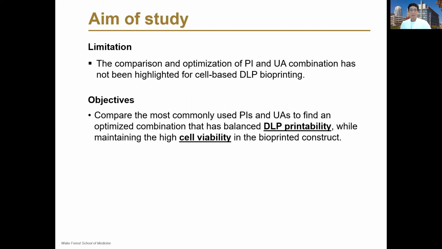However, there have not been many studies comparing and optimizing those photoinitiator and UV absorber combinations for cell-based DLP bioprinting. Therefore, the objective of this study was to compare the most used photoinitiators and UV absorbers in the literature to find the optimized combination that has the balanced point between DLP printability and cell viability.